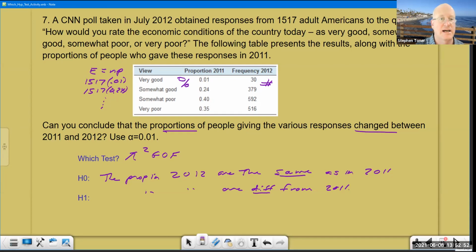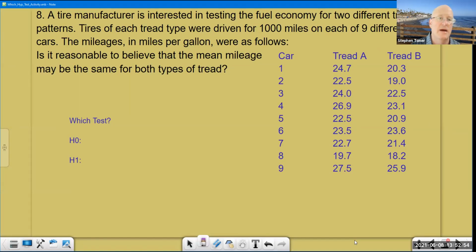Let's move on to number 8 out of 17. A tire manufacturer is interested in testing the fuel economy for 2 different tread patterns. Treads of each tread type were driven for 1,000 miles on each of 9 cars. The mileages in miles per gallon were as follows, and you see the data over at the right side of your screen. Is it reasonable to believe that the mean mileage may be the same for both types of tread? Means for 2 different treads might be the same.